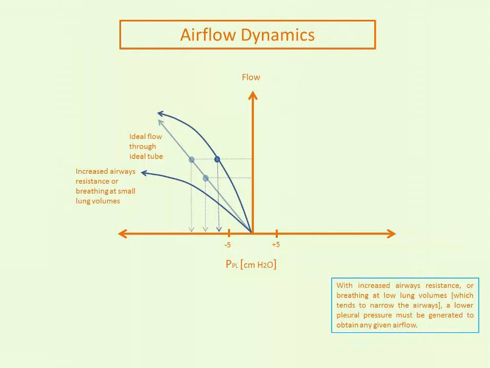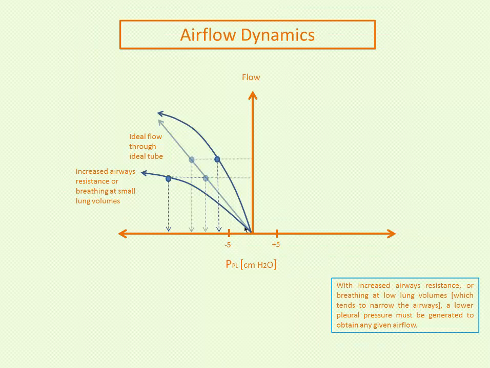So with increased airways resistance or breathing at low lung volumes, which tends to narrow the airways, a lower pleural pressure must be generated to obtain any given airflow. So that cartoon is depicted here, that to obtain this airflow here compared to this state or this state, the pleural pressure is much lower. So this patient would have to generate a much lower pleural pressure. The muscles of inspiration would have to work much greater in order to generate this gas flow to overcome the inertial and viscous forces of gas to drive airflow. And we will see in subsequent slides how this relates to the Campbell diagram.